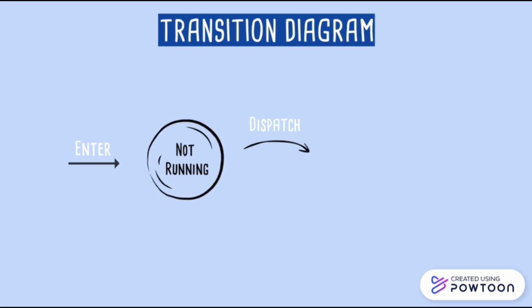This transition occurs when the process scheduler selects a process from the not running state to run on the CPU. The process then moves to the running state.